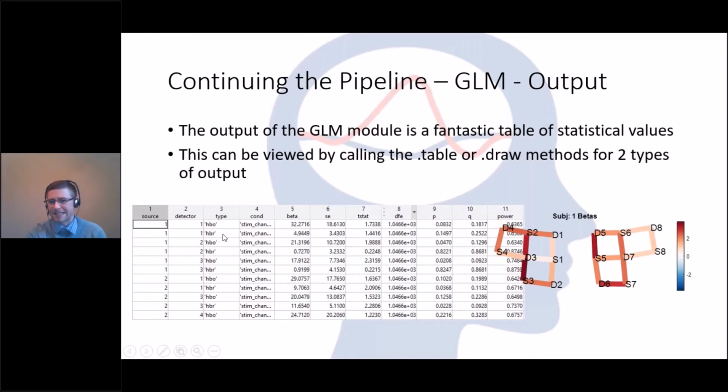It does not run on HbT, so you would have to run that separately if you wanted, but it does have the two big ones. And then it'll have the condition. And you'll notice I actually did not change the condition names here, but for our sake today, it's left and right. You'll have the beta values for those, the standard error, the T statistics, the degrees of freedom, the P's, the Q's, and the power. So this prints out everything you need.